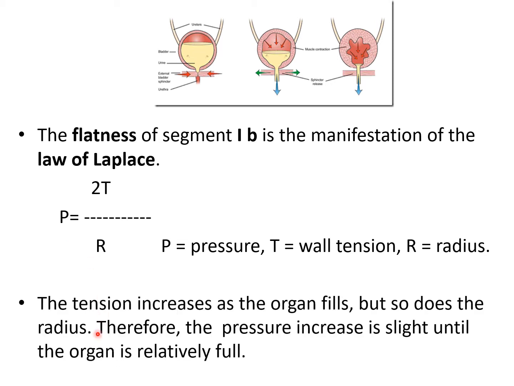So, the tension increases as the organ fills, but so does the radius. Increment of both tension and radius means the pressure increases only slightly until the organ is relatively full. So when the cystometrogram reaches phase 2, as the bladder is almost full, there is no chance of further increment of the radius. But as it keeps filling, the wall tension increases and there is a huge increase in the pressure of the urinary bladder.